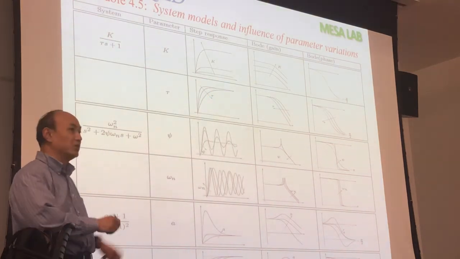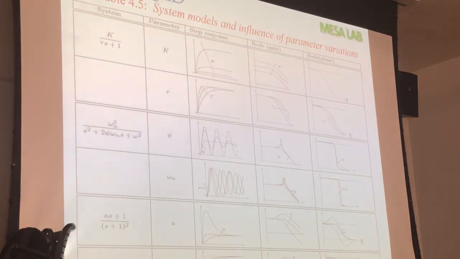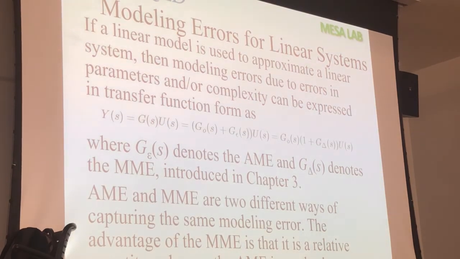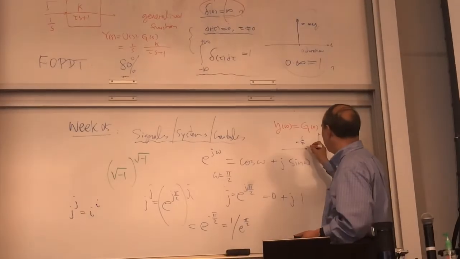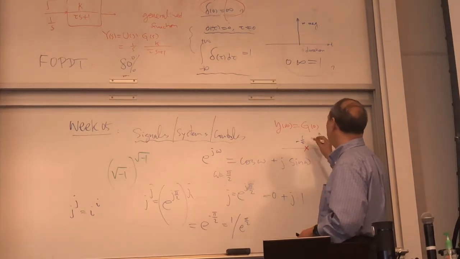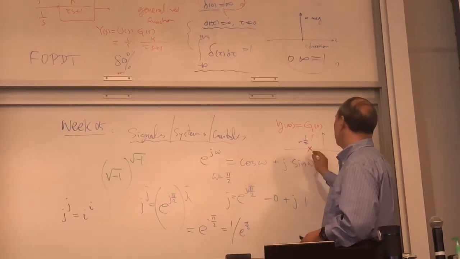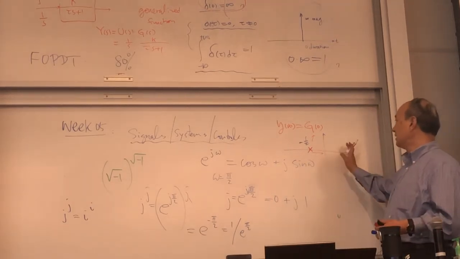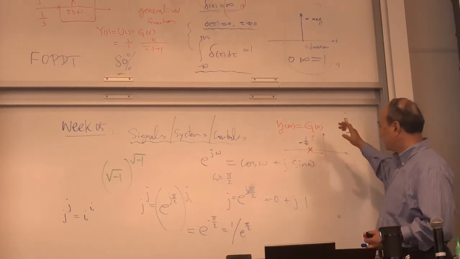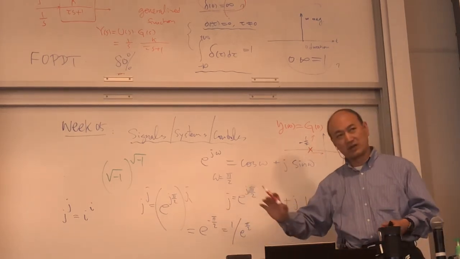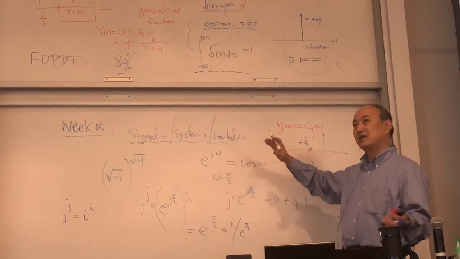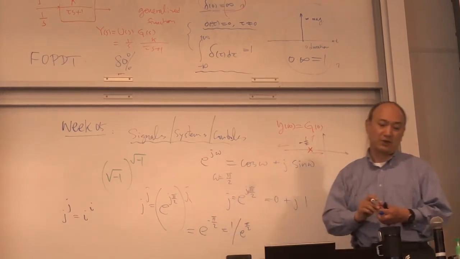What's the root? Root is minus 1 over tau, right? So this is my pole here. Okay? If I increase the tau, what am I going to get? This guy will move towards here. Closer to that. So in other words, the decaying is slower and slower. If the pole goes to here, then it will be damped away very quickly.